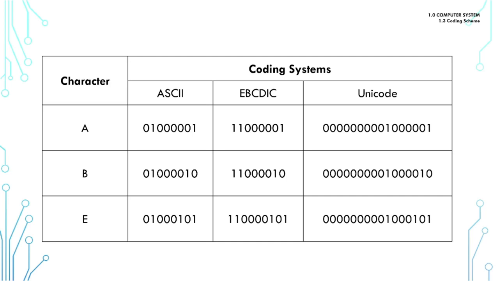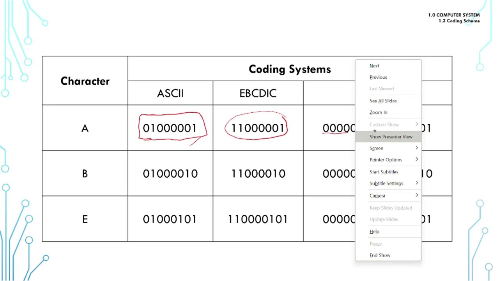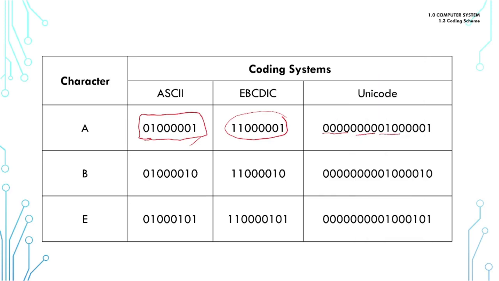Contoh daripada character A, B, E. They represent untuk coding scheme for ASCII in binary using of 8 bits. Okay, ini dia proses character A tadi in ASCII, so dia represent in binary dalam code 010001. While for EBCDIC, yang ini. Untuk Unicode pula, okay, using of 16 bits. Tengok 16 bit, 4, 8, 12, 16. Okay, 16 bits. Ini contoh, tak perlu hafal lah. So cuma dia akan tanya how many bits ataupun how many bytes sahaja.